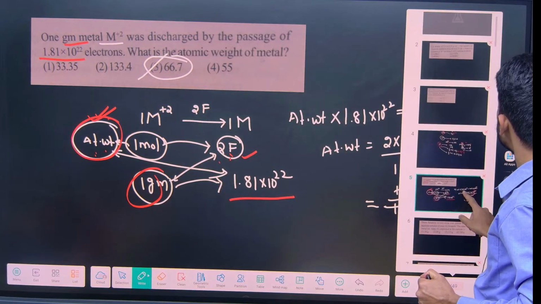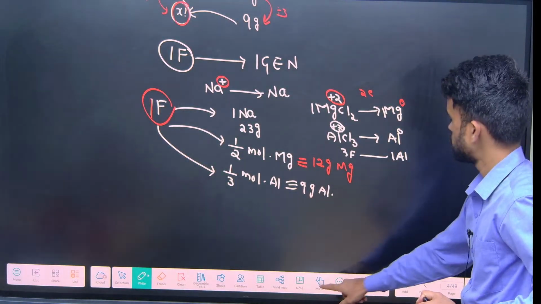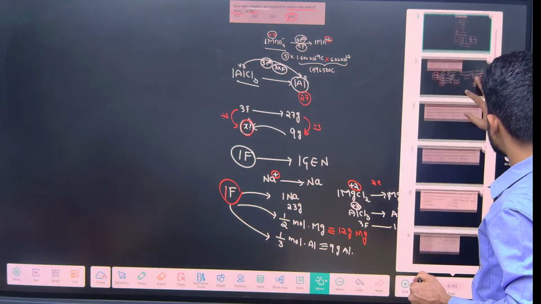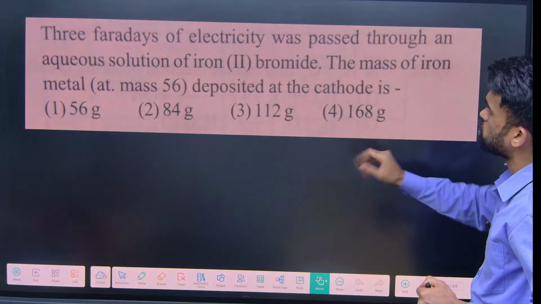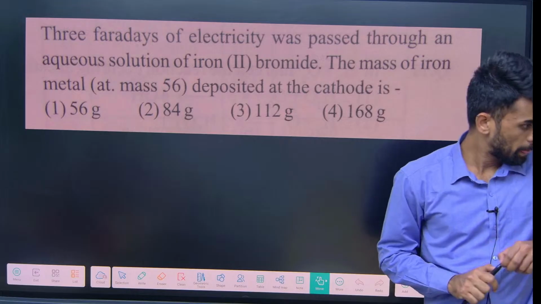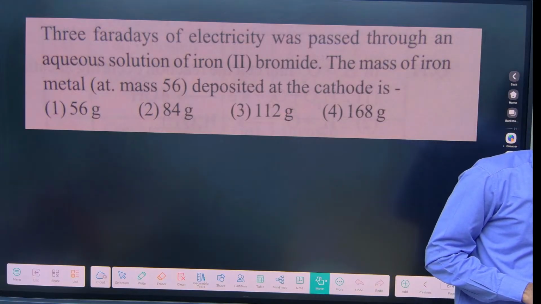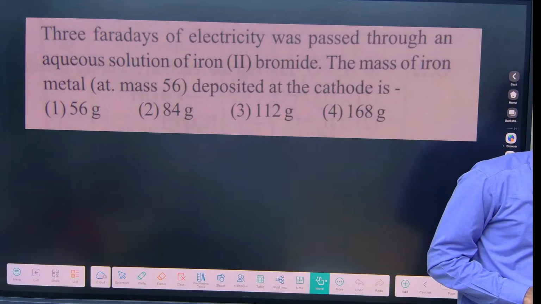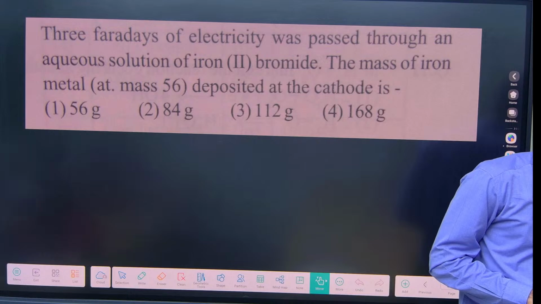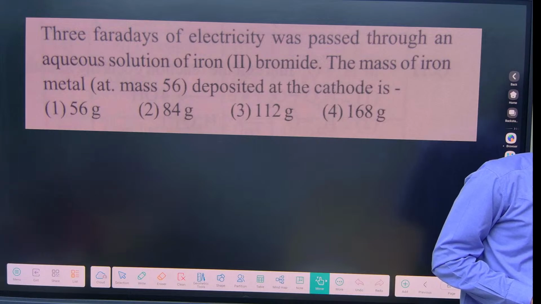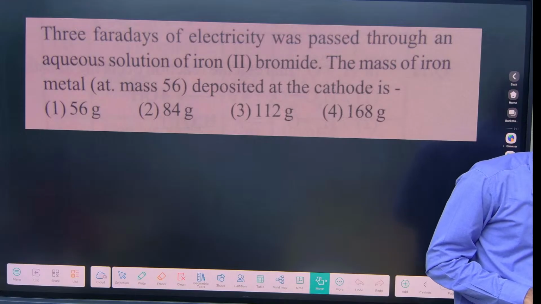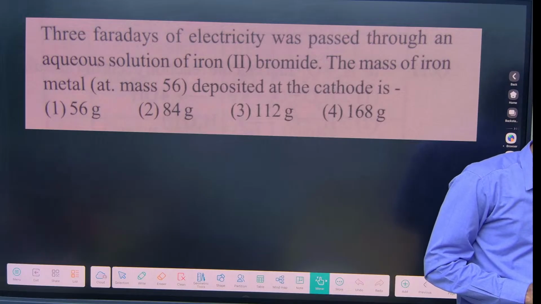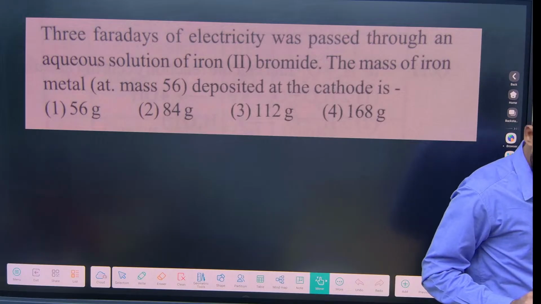Fine. Next. Can you try this question once? Tell me your answer for this.